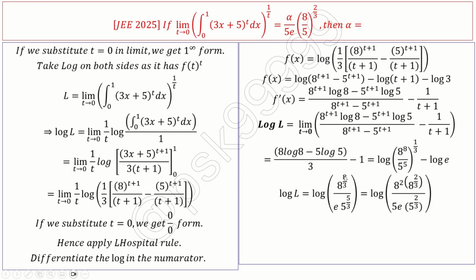If I keep 2 by 3, I am left with 6 by 3, which is 2, so 8 square is out. If I keep 2 by 3, I am left with 3 by 3, which is 1, so 5 to the power of 1 I am taking out. So 5e here. Now this is the form I am looking at. Okay, both sides, if I cancel log, L is 64 by 5e into (8 by 5) whole to the power of 2 by 3. You compare, you get alpha is 64. That's the answer. Okay. Next.